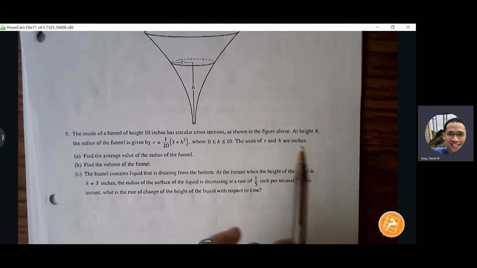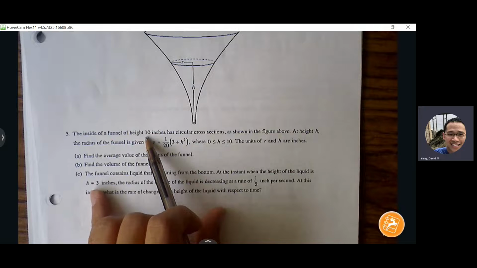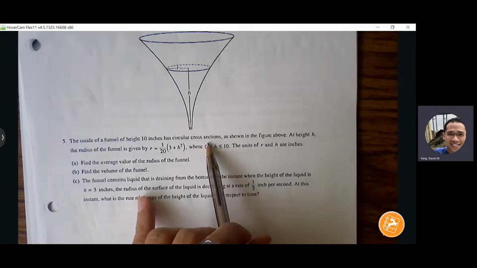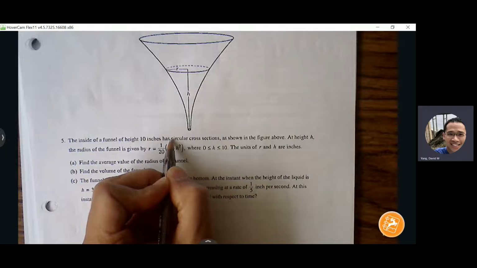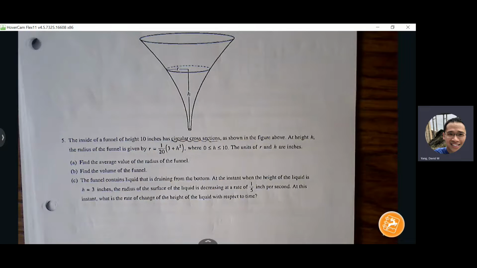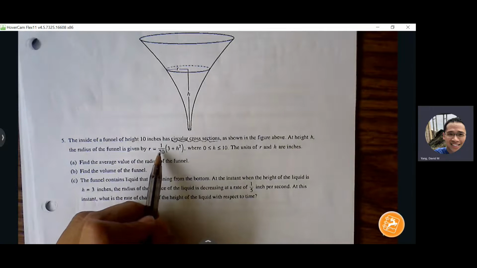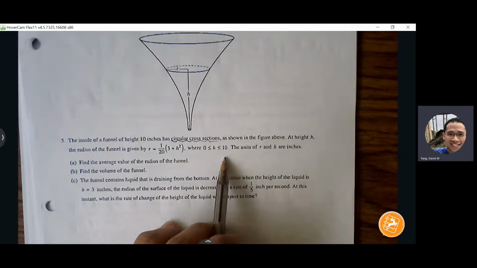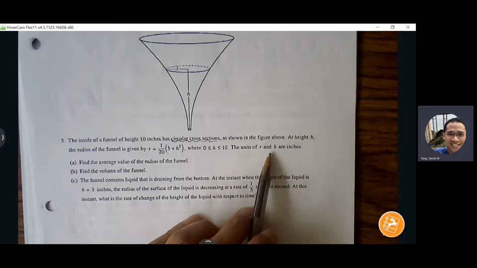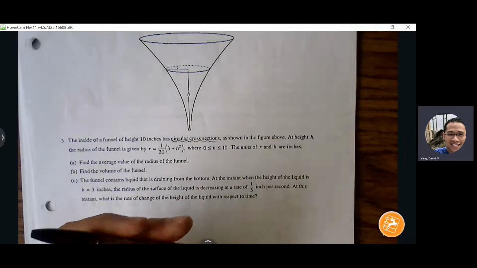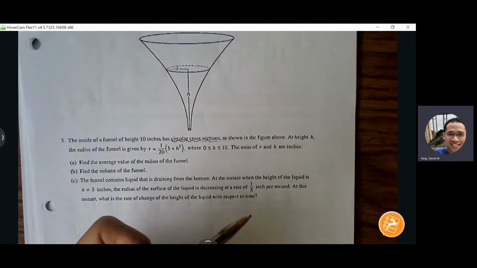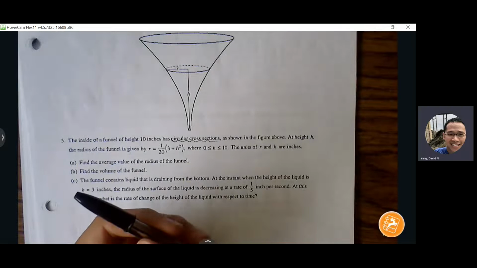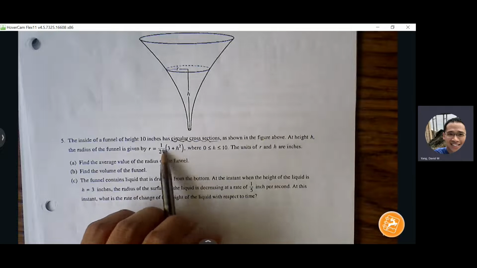Okay, the inside of a funnel of height 10 inches has a circular cross section. Okay, so that's a bit of a hint here. Circular cross section. As shown in the figure above, at height h, the radius of the funnel is given by r equals 1 over 20 times 3 plus h squared, where h is between 0 and 10. The units of r and h are inches. Find the average value of the radius of the funnel. Okay, average value of the radius. Well, here's the radius, average value.